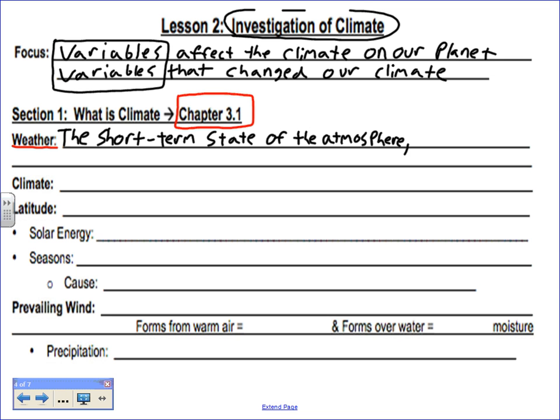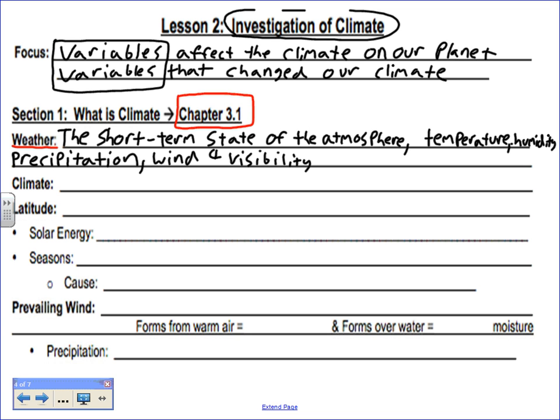And this includes temperature, humidity, precipitation, wind, and visibility. You've probably heard of the temperature, humidity, precipitation, wind, and visibility from the weather report given in the morning.